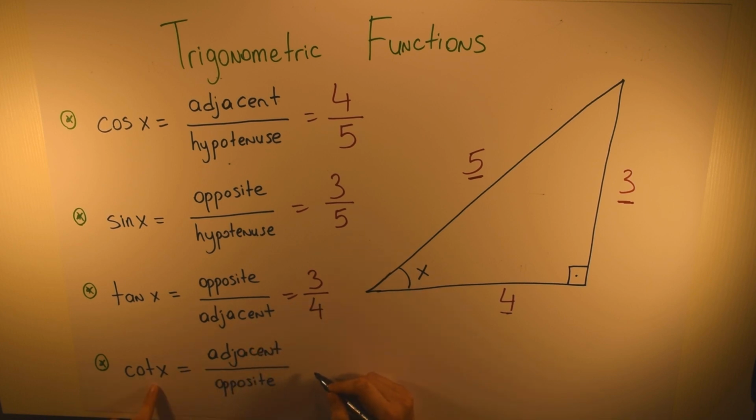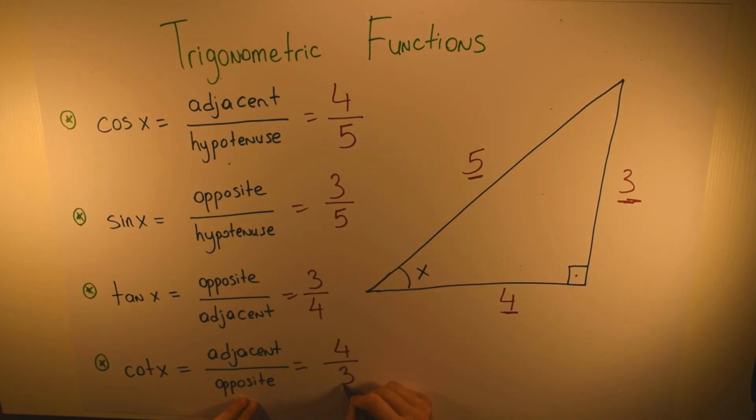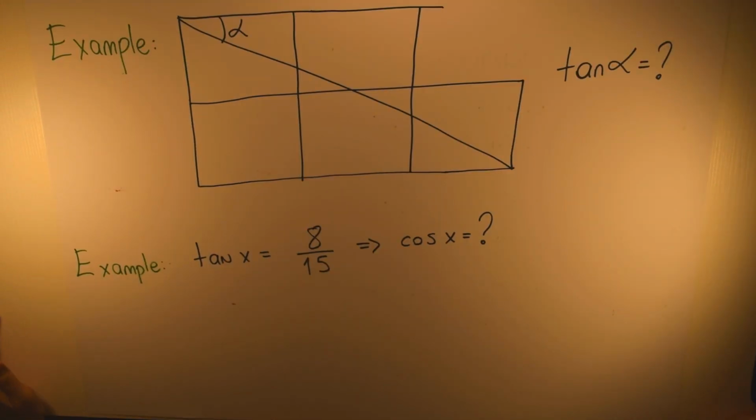Okay, so when we look at the value of cotangent x, it's equal to adjacent side over opposite side, which is our adjacent side here 4, and our opposite side is 3. Now let's look at these examples.